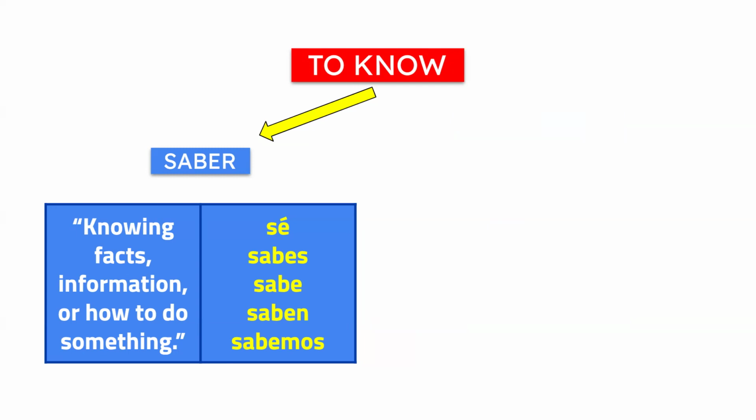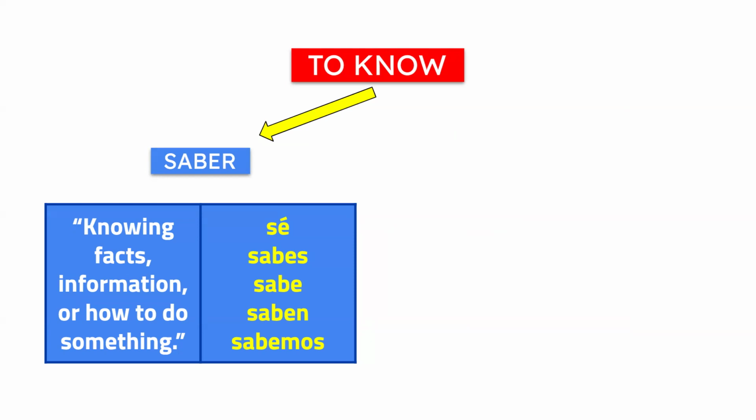Yo sé. Then how do you say I don't know? That's right. No sé. Or yo no sé. So when do we use saber in Spanish? We use it for facts, information, or to explain how to do something. No worries, we're gonna look at some examples in just a minute.